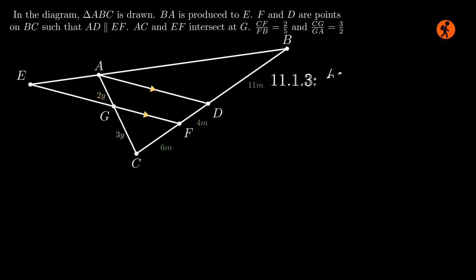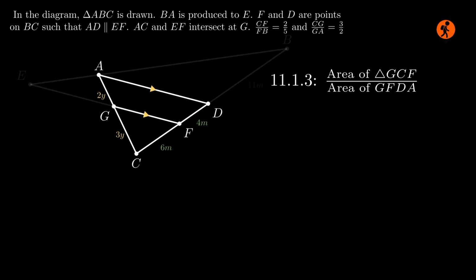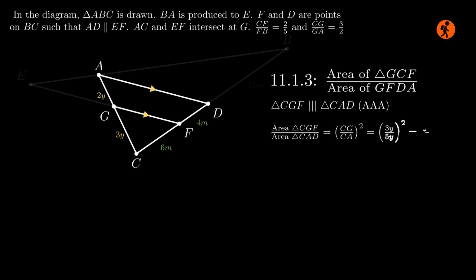Finally, question 11.1.3. Find the ratio of the area of triangle CGF to the area of quadrilateral GFDA. First, notice that triangle CGF is similar to triangle CAD due to corresponding angles. The ratio of their areas is equal to the square of the ratio of their corresponding sides, CG over the total CA. That's 3y over 5y squared, which equals 9 over 25.